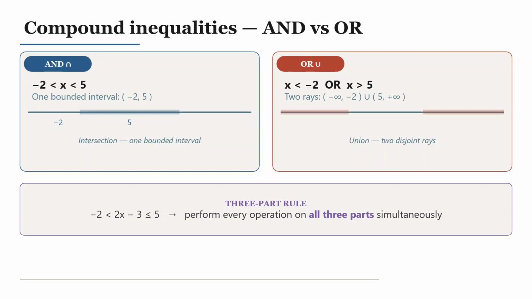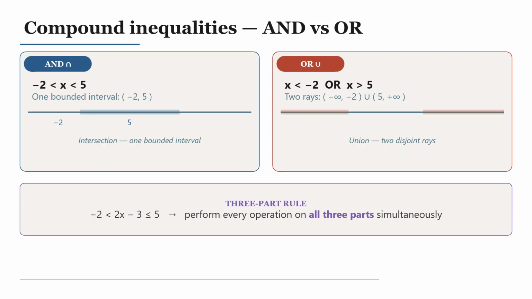Or, also called union, requires only one condition. X less than negative 2 or x is greater than 5 means x lives in either ray. The solution is 2 disjoint, unbounded intervals, written with the union symbol. The open interval from negative infinity to negative 2, union the open interval from 5 to infinity. Do not try to compress an or into a single chained inequality. There is no chained form for disjoint rays.